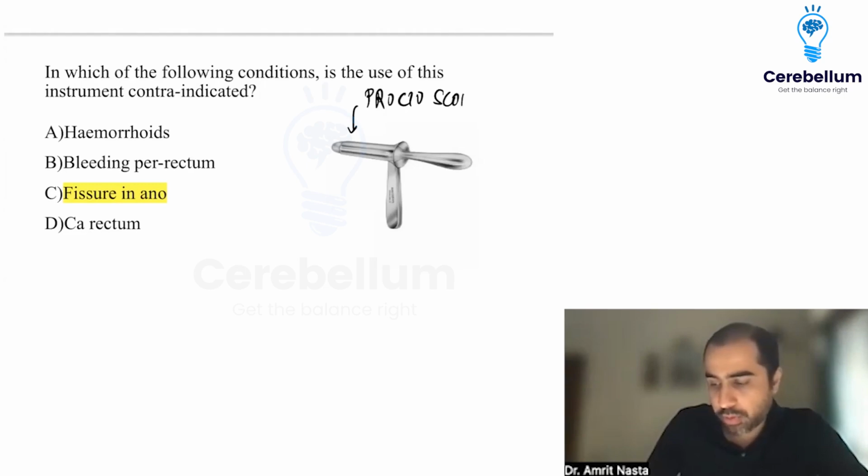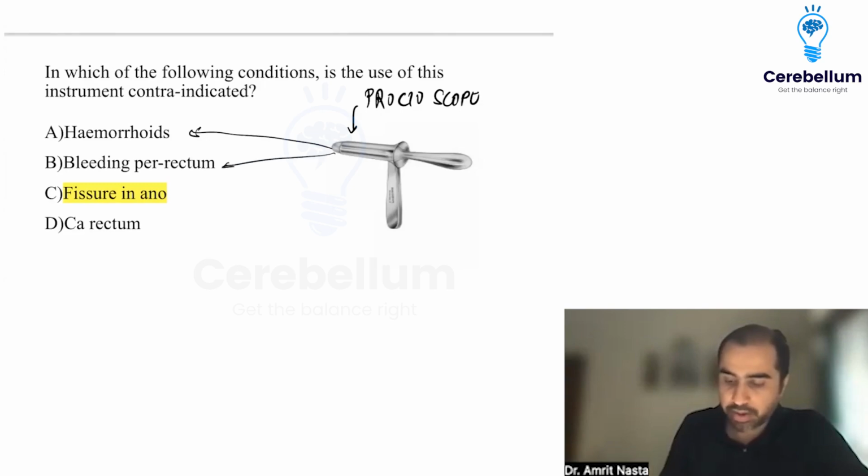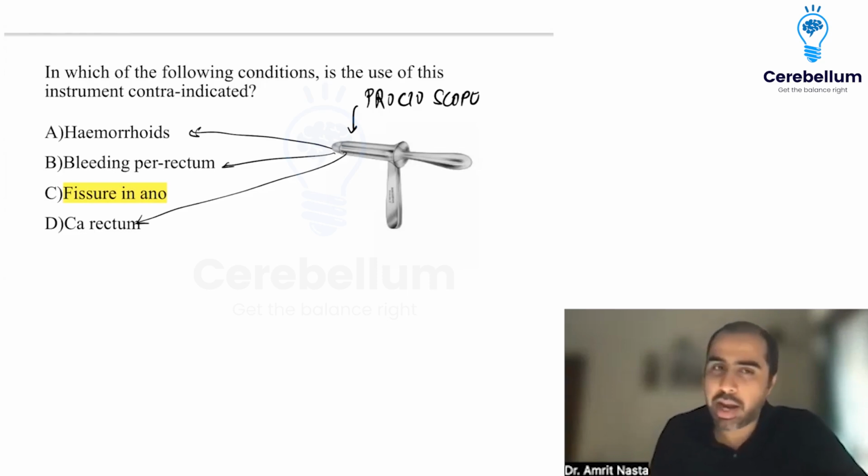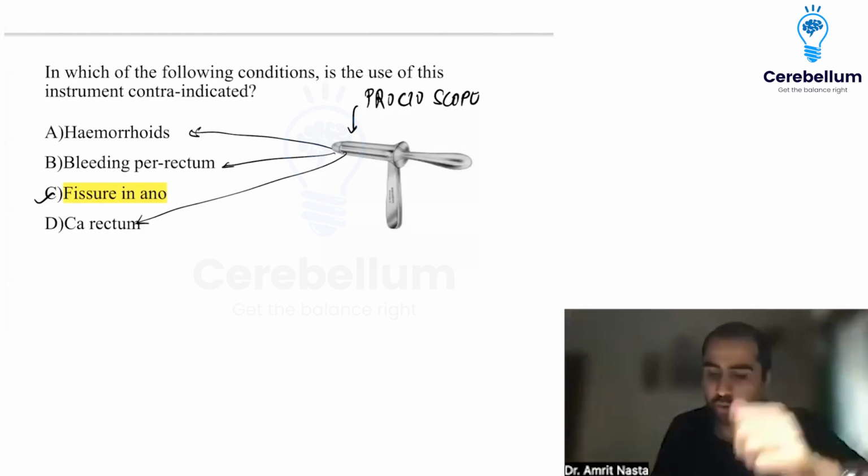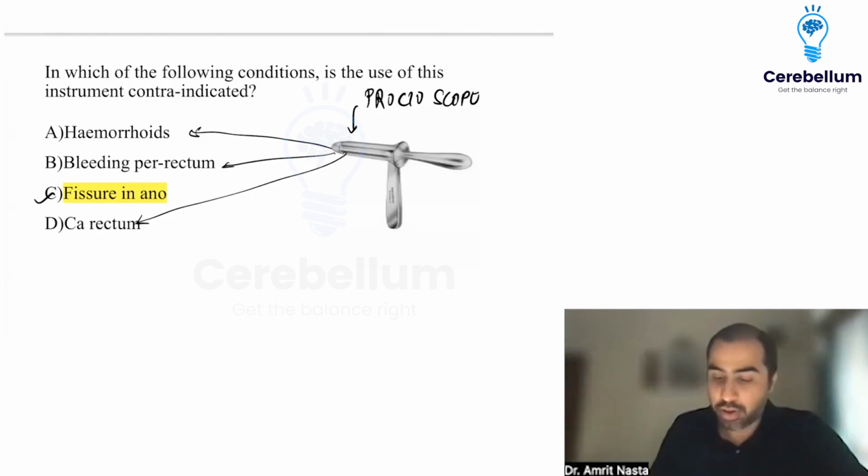So proctoscope is normally used to identify hemorrhoids. Normally used in cases of bleeding per rectum. Normally used in patients with CA or other anal and perineal disorders. But fissure is also an anal disorder. Why not use it in fissure? Why is it contraindicated? What's the big deal putting a proctoscope? Painful. So remember, proctoscope is contraindicated in painful anal disorders.